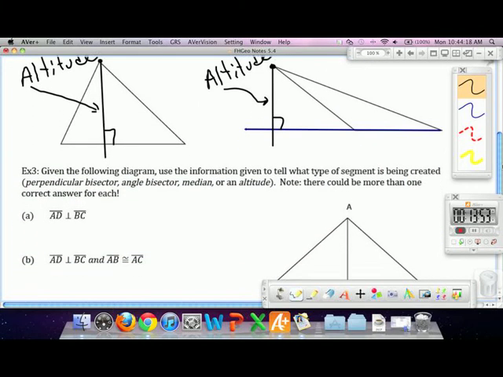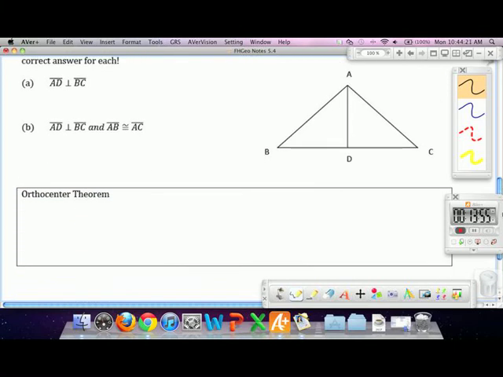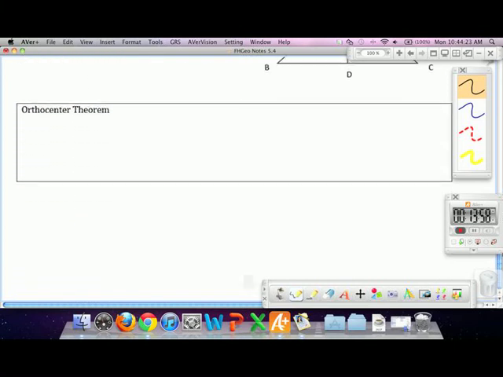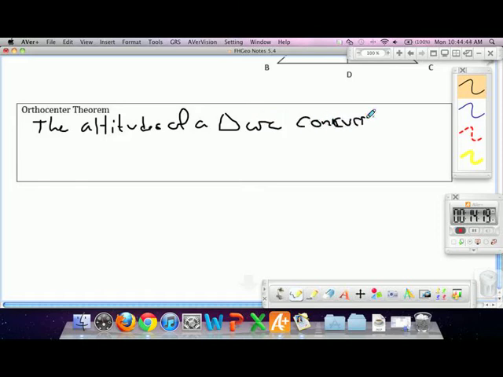I don't know why I did this. I'm going to skip down to the bottom here. This thing called the orthocenter theorem, it's more or less a definition. The orthocenter theorem says the following. The altitudes of a triangle are concurrent and meet at a point called the orthocenter.